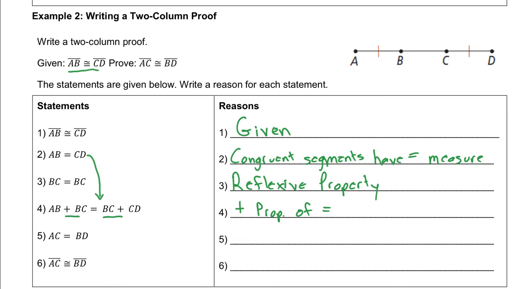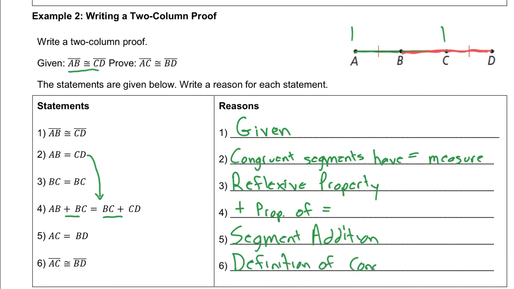So in number 5, it's noticing that when I do AB plus BC, and looking up at the diagram, AB plus BC equals AC. BC plus CD equals BD. So if you remember back from chapter 1, that was our segment addition that we talked about from before. That two segments add to equal the entire segment that they make up. That's the segment addition postulate, but I'll just say segment addition. And then, if two segments are equal, that means they're congruent. So that's the definition of congruence. Equal segments are congruent.